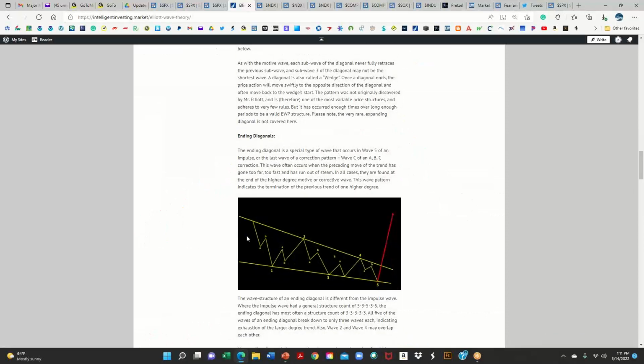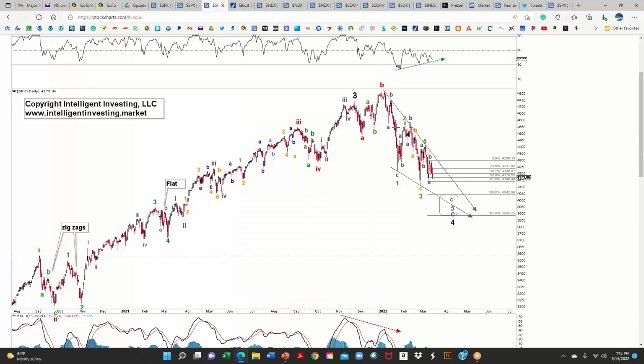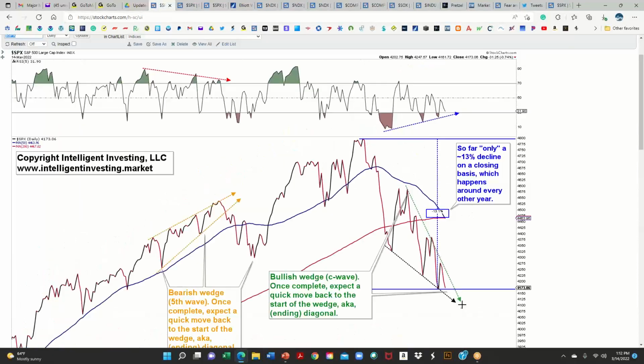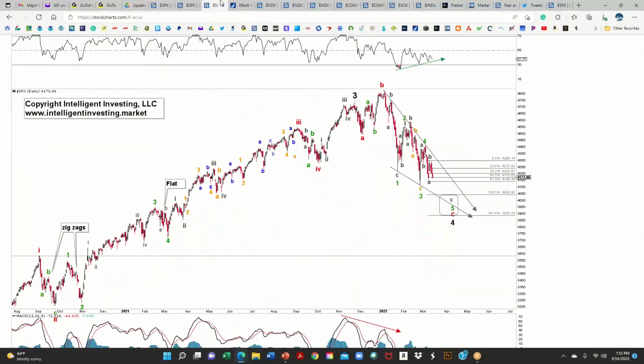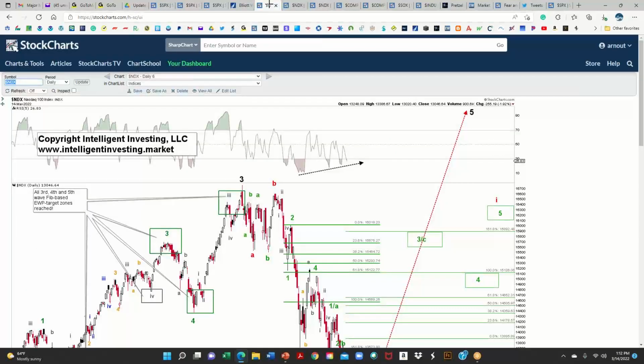Now, ending diagonals are ABC patterns. Most of the time, it's all threes, because their ending is confusing. So this looks way better as an ending diagonal. It fits this one as well. Now, this could be A and B, and this is an ending diagonal C wave, fine with me. All right, so A, B, and now we're in this ending diagonal. Potato, potato, it gets us to the same lows.